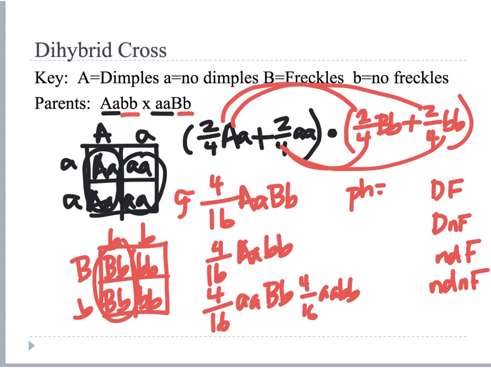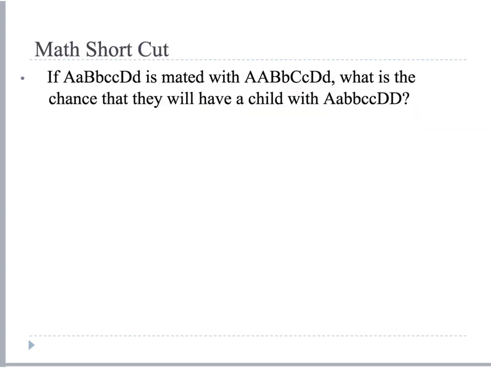And when I combine these out, my dimples, freckles, that's this guy right here, and I'm going to reduce my fraction, 1/4 big dimples and freckles. This guy right here, 1/4 dimples, no freckles. This guy right here, 1/4 no dimples, freckles. And this guy right here, 1/4 no dimples, no freckles. And if you compare that to what we did in method 1, our phenotype is exactly the same. Our genotype numbers that we got from the multiplication are not reduced like they were when we did method 1, but you can obviously see how that would work.